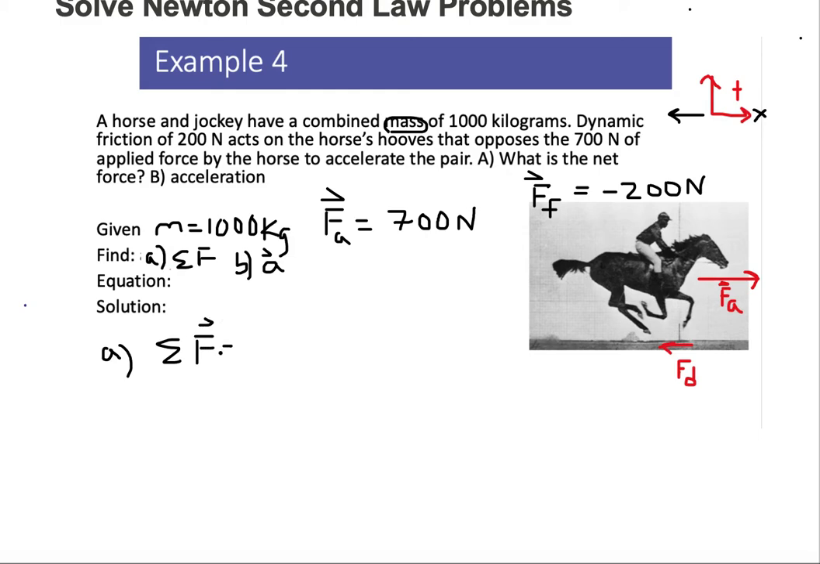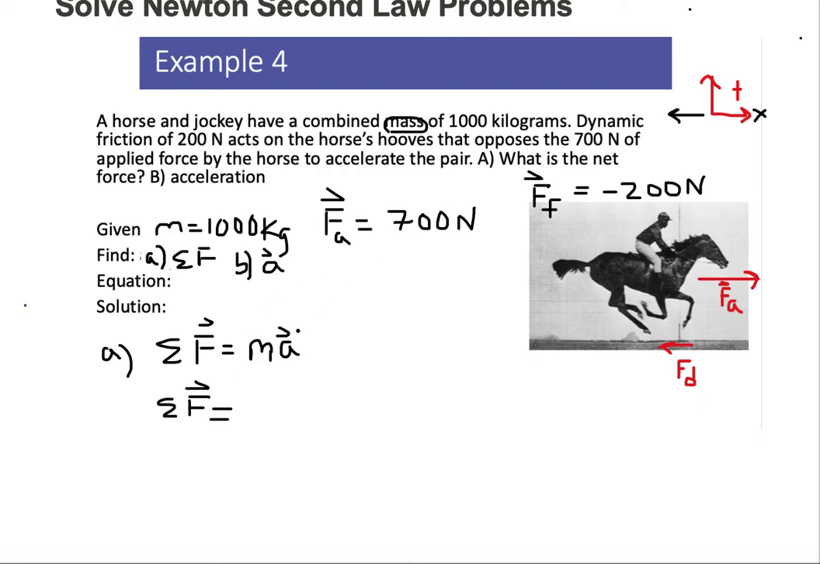Whenever you're using Newton's second law problems, you want to solve either the left-hand side or the right-hand side first. Since we are not given acceleration, but we're given mass, we really can't solve the right-hand side. So let's work on the left-hand side, which happens to be part A. It says sum of the forces, and all you do is sum them up. That's F1 plus F2 plus F3, etc.